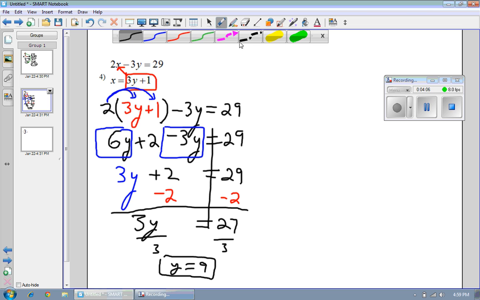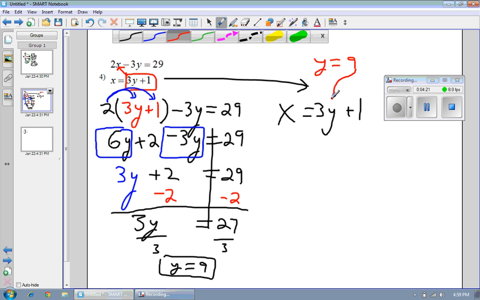Let me rewrite it over here. The second equation, I'm just going to redraw it. x is equal to 3y plus 1. So what are we going to do with that y is equal to 9? We're going to put it right there where we see the letter y. So what's this going to turn into?